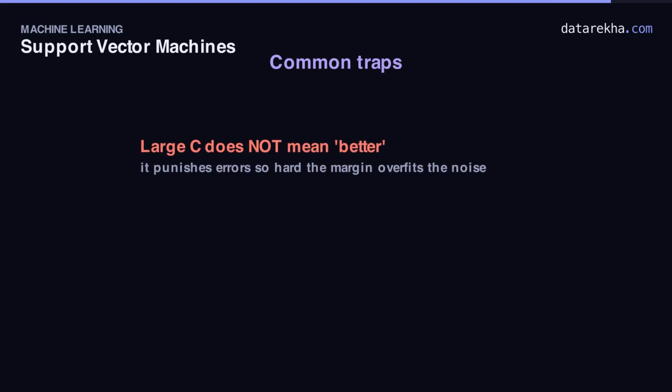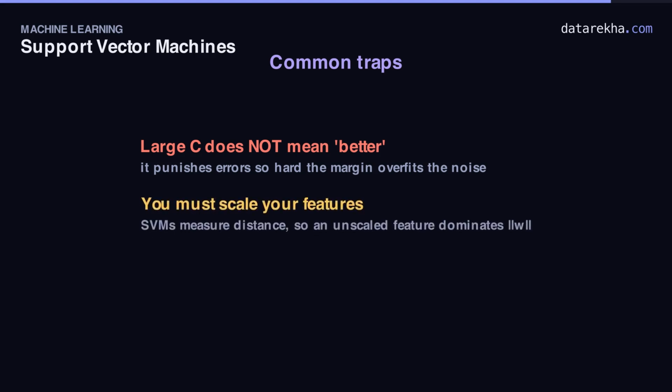Trap 1. Cranking C to the maximum. It feels like demanding accuracy, but a huge C shrinks the margin around every noisy point and overfits. The sweet spot for C is chosen by validation, not by turning it up as far as it goes.